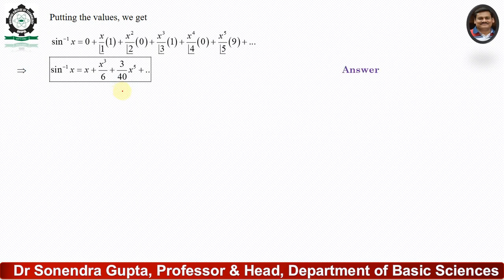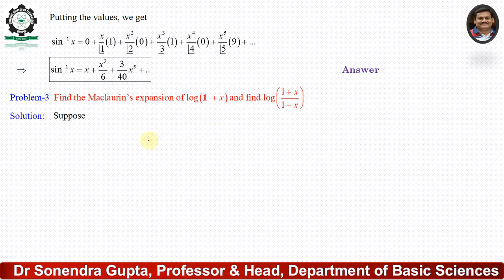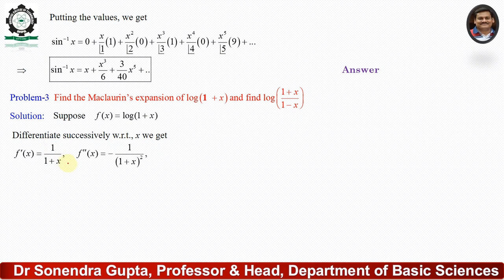That's why. Now the third question is find the Maclaurin expansion of log 1 plus x and find the value of the log of 1 plus x upon 1 minus x. Now first of all y equal to log 1 plus x, and then we differentiate with respect to x. Then f dash of x equal to 1 upon 1 plus x, f double dash x equal to minus 1 upon 1 plus x whole square, then f triple dash of x equal to 2 upon 1 plus x whole cube, and f triple dash of x.